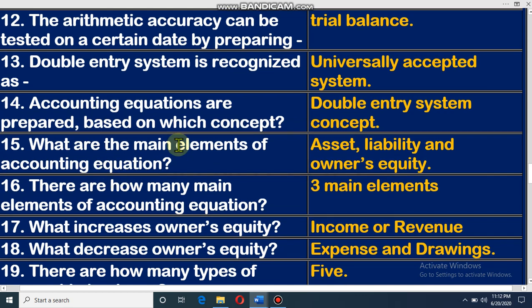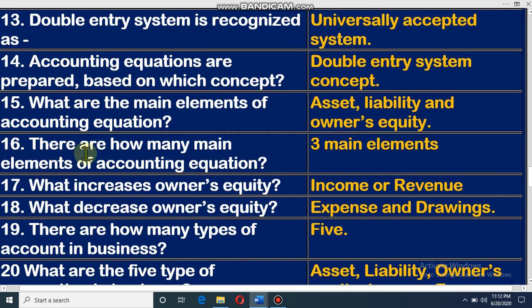Dear student, what are the main elements of the accounting equation? These are asset, liability and owner's equity. A equals L plus OE, that means asset, liability and owner's equity. There are three main elements. Dear student, what increases the owner's equity? If there is income or revenue, that will increase the owner's equity. That means the owner's equity will increase if there is any income or revenue of the organization.